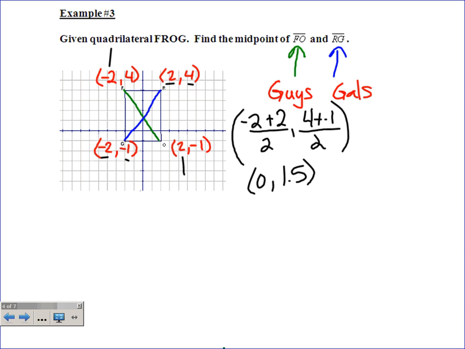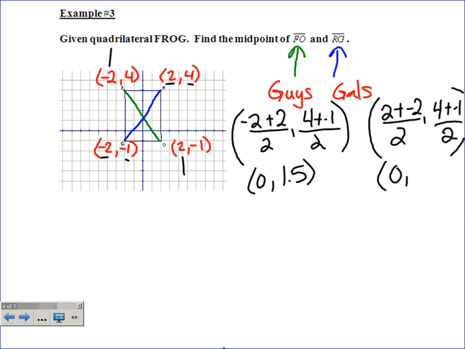Girls, can I get a volunteer? Please. What'd you do? I did 2 plus -2 over 2. That sounds familiar. Okay. And 4 plus -1 divided by 2. This is really strange because that's pretty much exactly what Silas did, right? And what'd you get when you simplified all the way? 0, 1.5. That's correct.